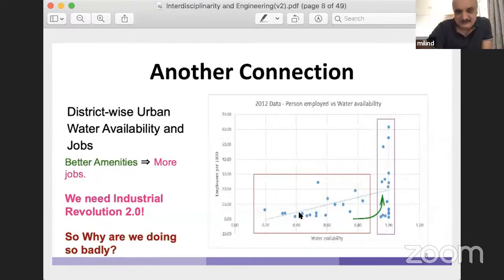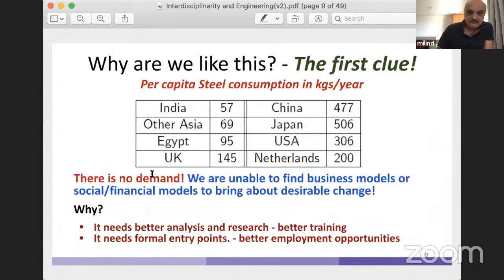So, this is kind of obvious: unless the district has a good water supply, industries are not going to come there. So what we really understand is that we need an industrial revolution 2.0, which was more about engineering services. After you look at all of this, one question would be, why are we doing so badly? What is the reason?